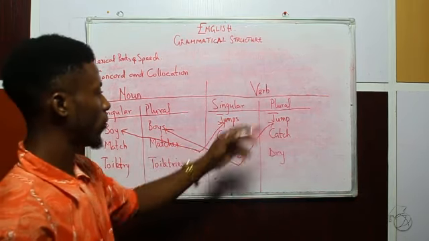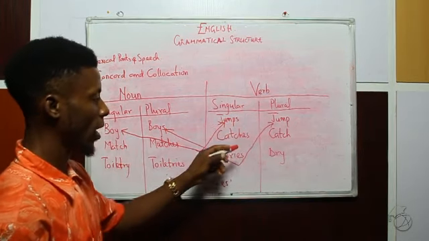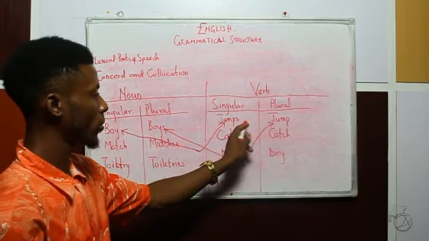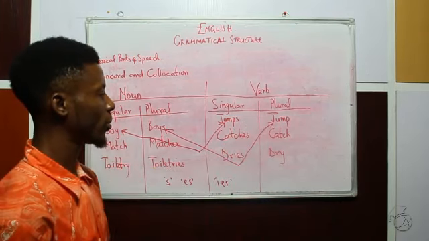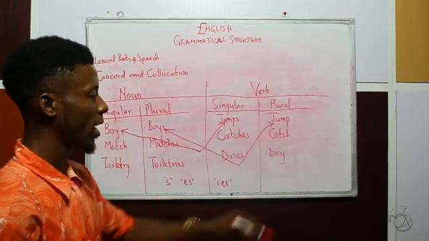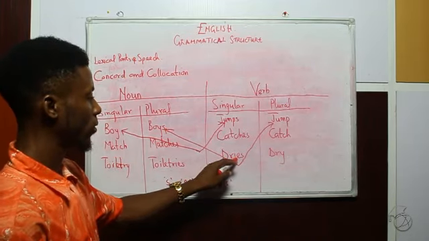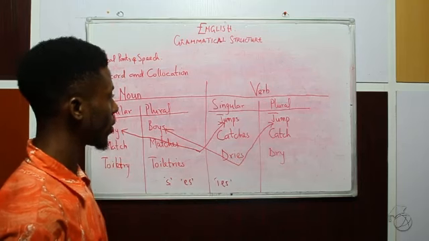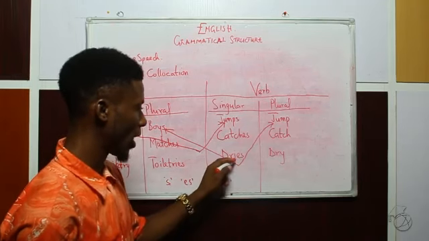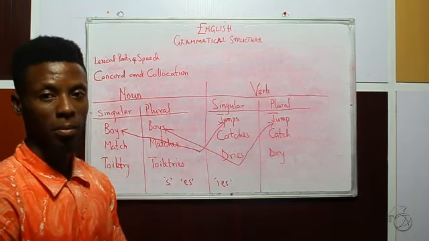Then in the verb form, we have jump, jumps. We have jump in the plural form, we have catches in the singular form, and catch in the plural form. And in the singular form of dry, we have dries, and in the plural form we have dry.